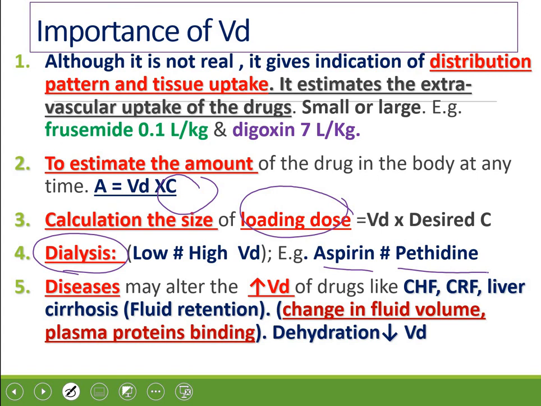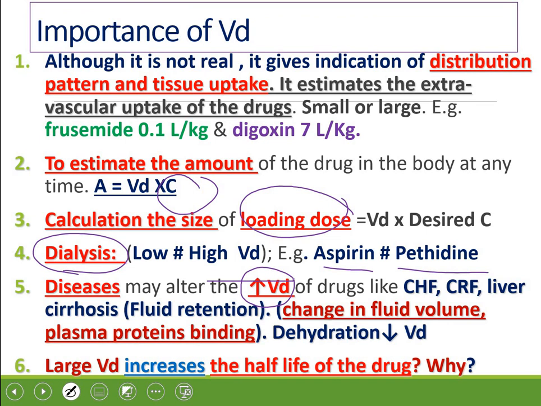Certain disease conditions may alter the volume of distribution or increase it. Like liver cirrhosis, congestive heart failure, chronic renal failure, which relate to generalized edema, and then it poses a hindrance as a barrier to crossing from one compartment like blood. From blood it is then distributed to the interstitial fluid and then to the intracellular fluid. So this thickness of the membrane is increased, and consequently it is going to affect the distribution of drugs and pharmacokinetics of drugs.